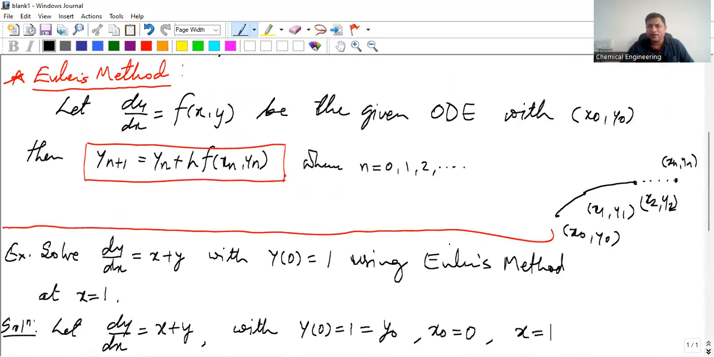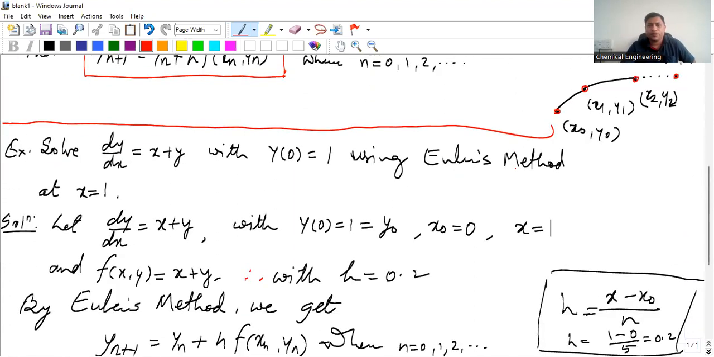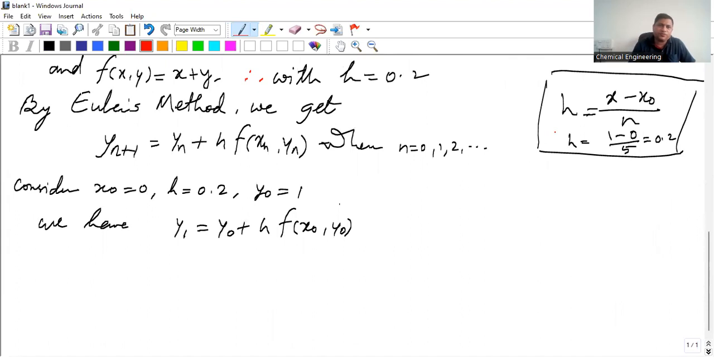So as we have seen here, how this curve progresses. Okay, so here we are right now, then we will move here, and then the next step, and so on. And finally, we will reach our x and y. Okay, so now we have this formula. So y1 is equal to y0 plus h times f of x0, y0. So y0 is going to be 1, h is going to be 0.2. And what is f here? So you can see f of xy is x plus y.